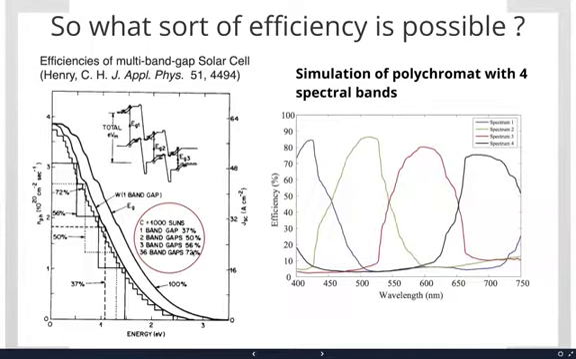And this is just a simple example that we can actually design polychromat for many, many spectral bands. So this is an example of 4 spectral bands where we're separating the colors out in 4 bands. This is just a simulation, but you can get the idea. So you can go to very, very high precision.